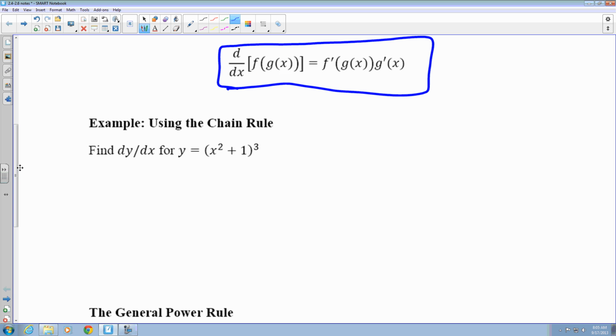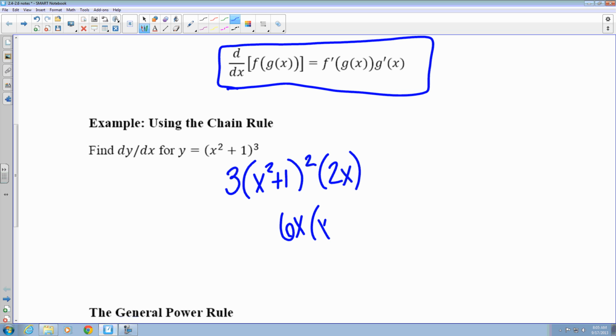I'll leave that up. So for now, we have y equals x squared plus 1 all raised to the third power. So take the derivative of the outside. In this case, the outside is the cubing of the whole function. So we bring that down, 3, leave the inside alone, and the power rule tells us to lower the exponent, so we have to do that next. And we have to multiply it by the derivative of the inside. The derivative of x squared plus 1 is 2x. And then obviously we're going to multiply the outsides together if we can, which is 6x times x squared plus 1 squared.